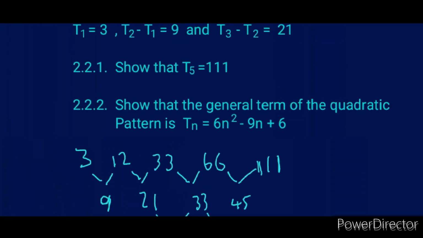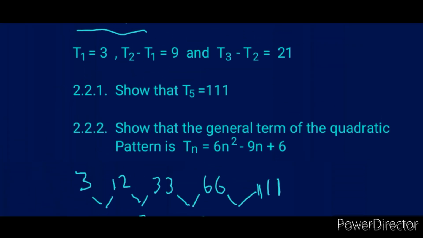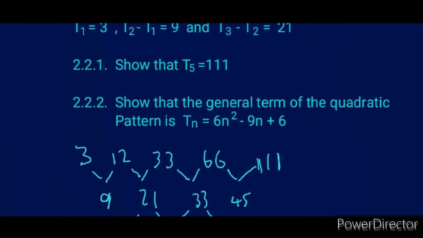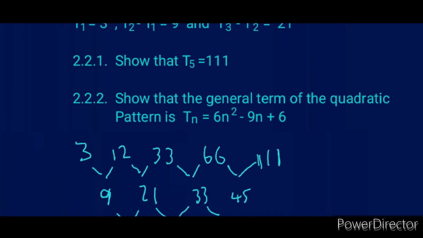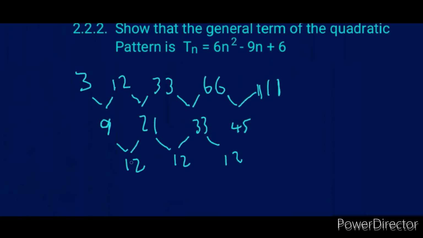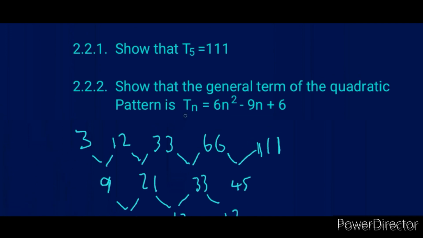So now, the next question says, show that the general term of the quadratic pattern can be written as this. The first question was simple to solve. We solved it without the formula. But if you wanted to, you could also find the formula in the first question and show that T5 is equal to that, but it would be a long cut. Hence, they asked you this question after this.